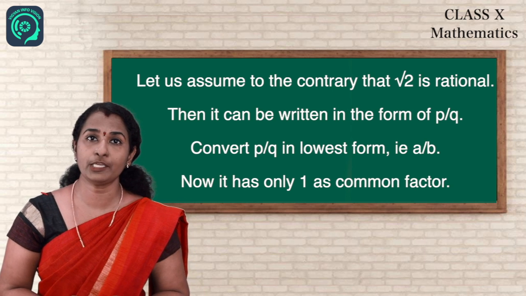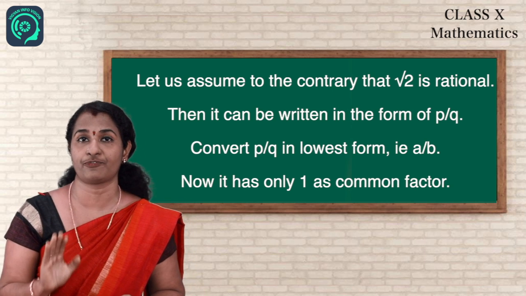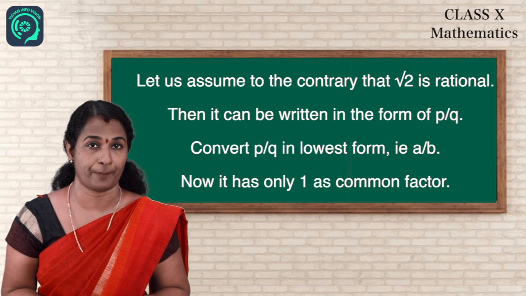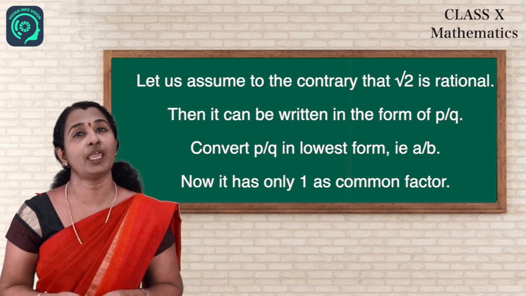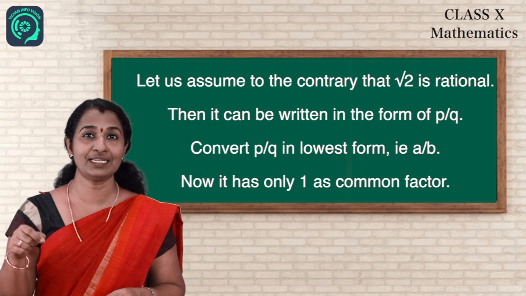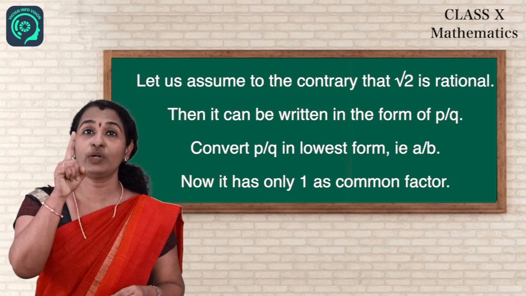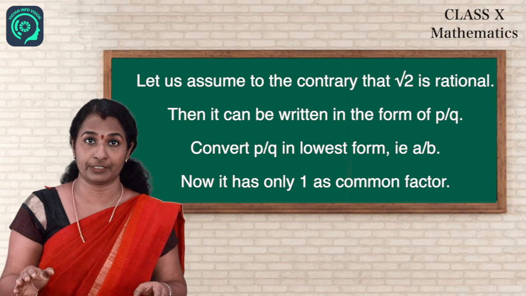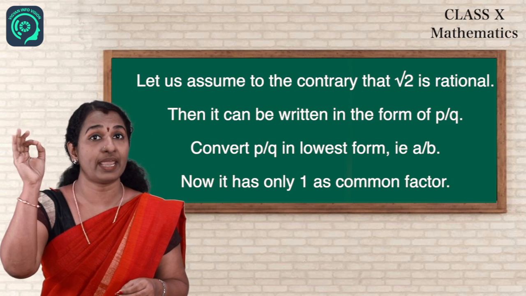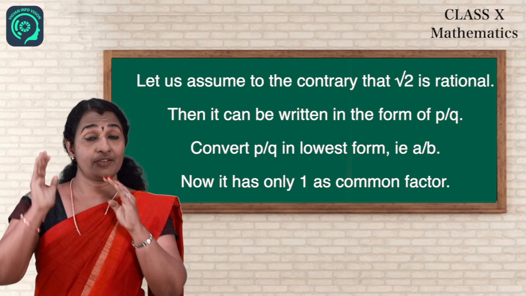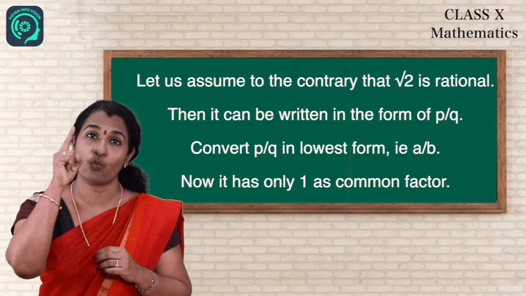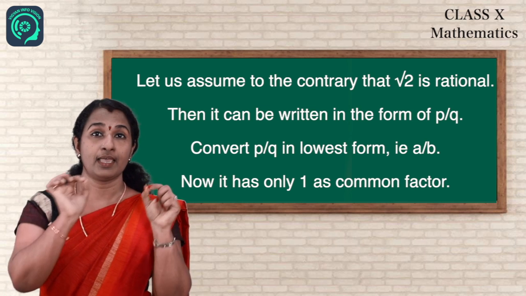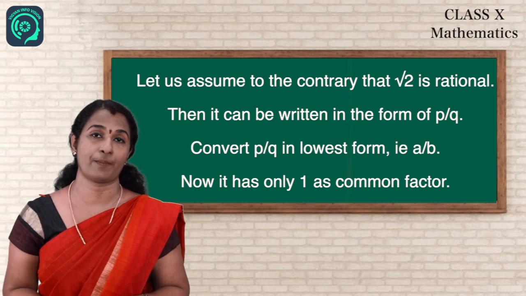Now this p by q is not in lowest form. I am going to cancel it and I am going to convert it into lowest form. So now root 2 has become a by b. A by b means a and b have only one as common factor. It is in lowest form. We cannot cancel it further. So root 2 is equal to a by b, in which a and b have only one as common factor. Children, please keep this in your mind that a and b have only one as common factor.